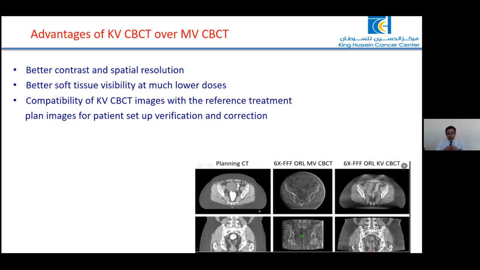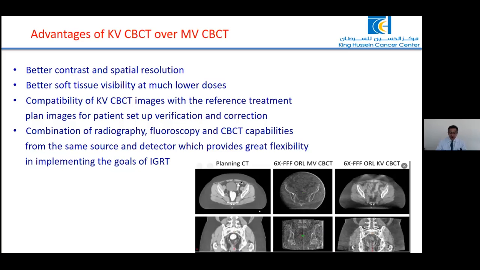While the advantage of KV CBCT over the MV CBCT is the better contrast and spatial resolution, as you can see here down on the right side in the CT taken, better soft tissue visibility at much lower doses, and compatibility of the KV CBCT images with the reference treatment plan images for patient setup verification and correction. Combination of radiography, fluoroscopy, and CBCT capabilities from the same source and detector provides really a great flexibility in implementing the goals of the IGRT.